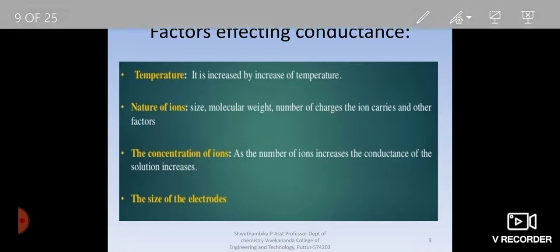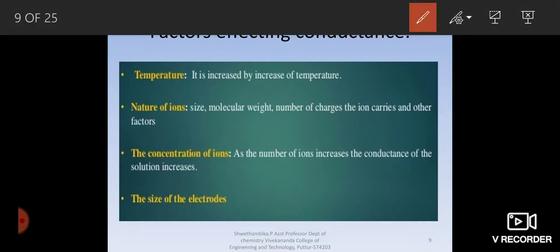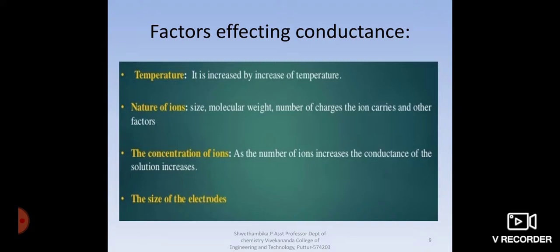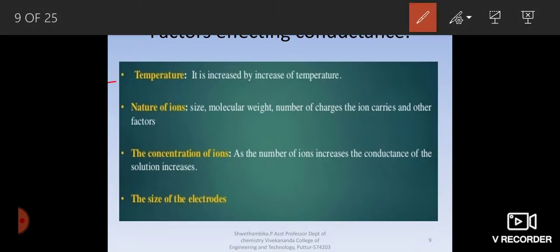Then another important concept which governs conductometry is the factors affecting the conductance. Here four important factors are listed. The first one is temperature. Conductance increases with the increase in temperature. We know that in any reaction, when we increase the temperature, we are supplying energy. This in turn increases the movement of the ions, and conductance increases.